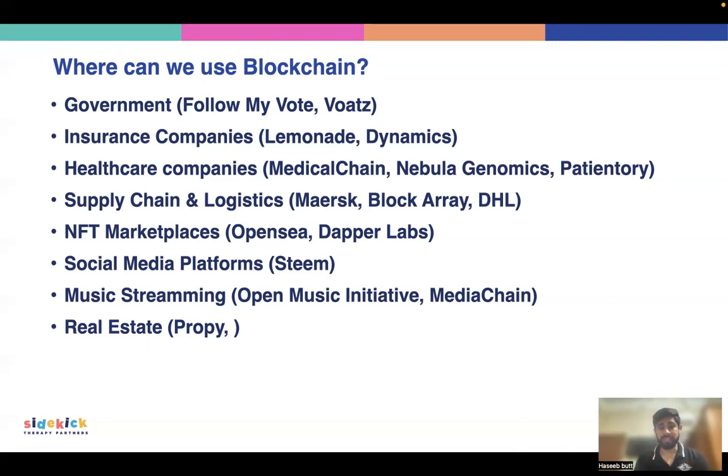So social media platforms like Steemit, and music streaming, Open Music Initiative and Mediachain, they are the music streaming companies that are using blockchain. It's very easy for the singers or media guys to get royalty for their products. For example, if they have launched a music, they can sell it online and people can buy shares of their music. If they have launched a ringtone, for example, people can buy shares of that ringtone. So, for example, he has given 5,000 people royalty of that music. So 5,000 people are the actual owners of this music.